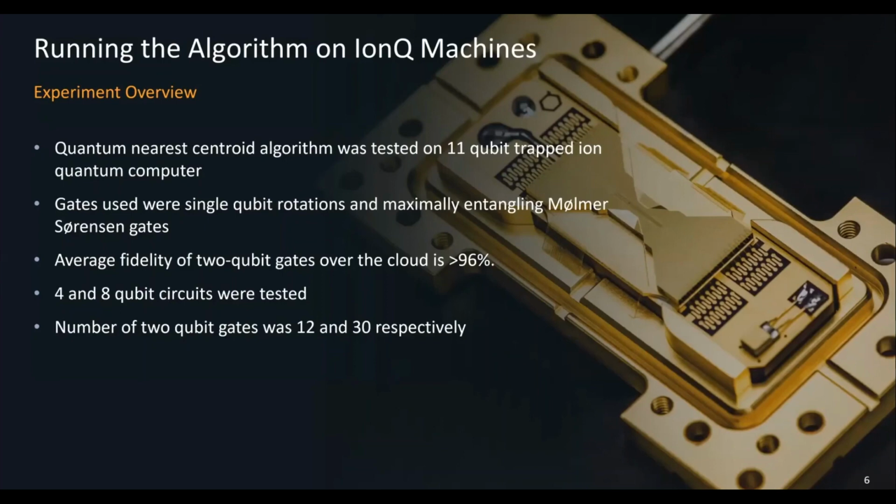So after designing the algorithm, we decided to run it on the IonQ machines. So first, some details on the nitty-gritties of the experiment. Here we used our 11-qubit trapped ion quantum computer. The native gates on this system are single qubit rotations and maximally entangling Mølmer-Sørensen gates. The average fidelity of the 2-qubit gates, which is accessible to people over the cloud, is more than 96%. We tested 4 and 8 qubit versions of the algorithm, which had 12 and 32 qubit gates respectively.